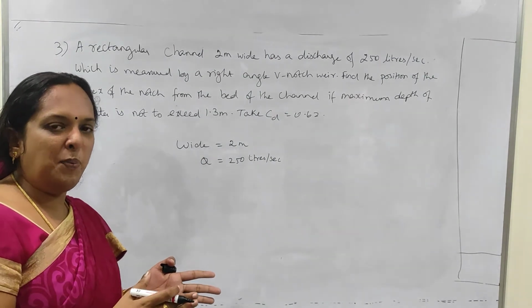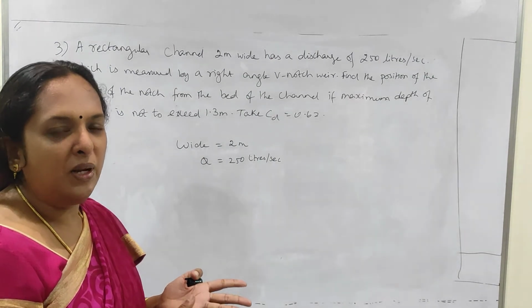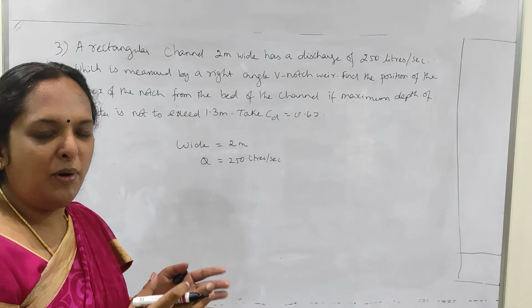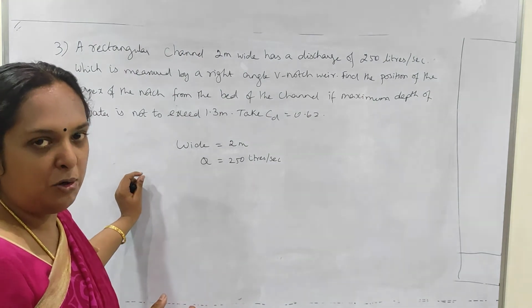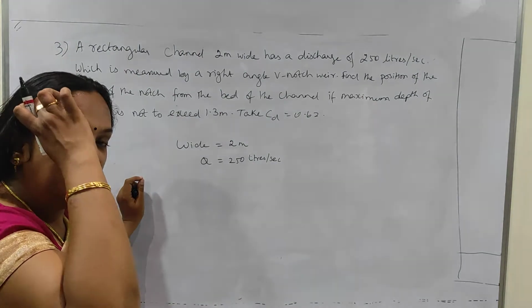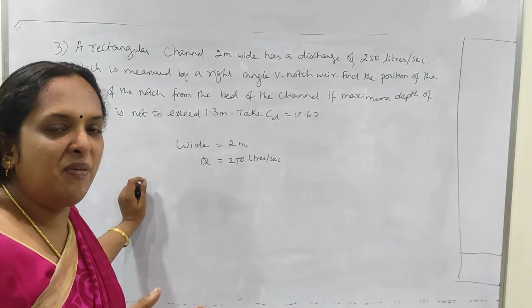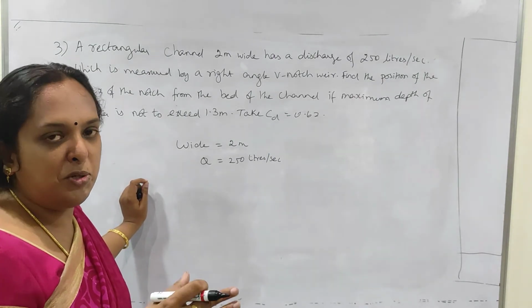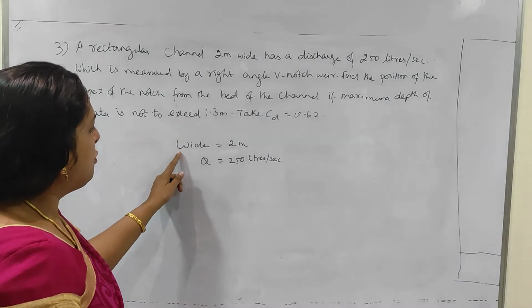So what is the main purpose of a notch and weir? We have already known, if you want to find out the rate of flow in a channel or a tank, we will be going with a notch or a weir. Suppose if you want to find out the rate of flow in a pipe, we will be going with your venturi meter and orifice meter. So width is given.